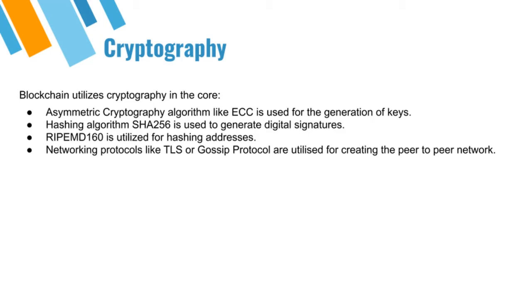Apart from that, we also use RIPEMD-160 hash, which is another form of hash, but the output of this RIPEMD-160 is 160 bits compared to SHA-256, which is 256 bits. RIPEMD-160 is utilized for generation of addresses in terms of blockchain.